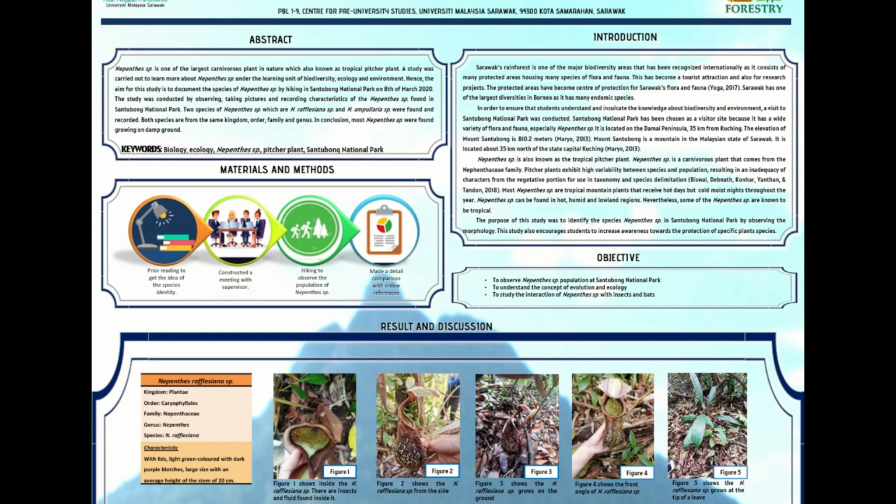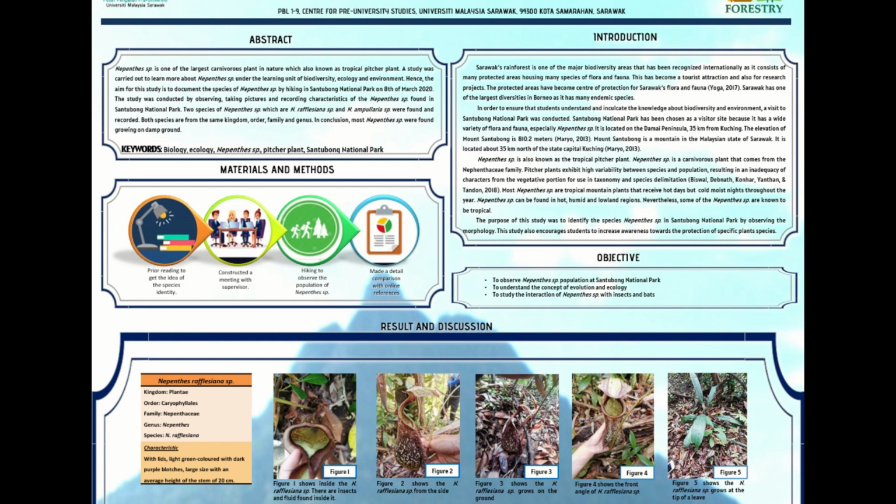Nepenthes species is also known as the tropical pitcher plant, and it is a carnivorous plant that comes from the Nepenthaceae family. Pitcher plants exhibit high variability between species and population, resulting in inadequacy of characters from the vegetative portion for use in taxonomy and species delimitation. Most Nepenthes species are tropical mountain plants that receive hot days but cold, moist nights throughout the year. Nepenthes species can be found in hot, humid, and lowland regions. Nevertheless, some of the Nepenthes species are known to be tropical.